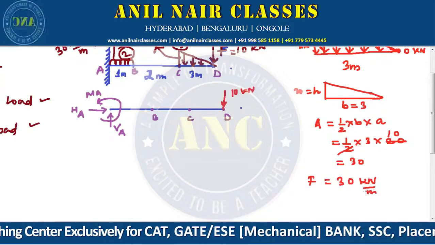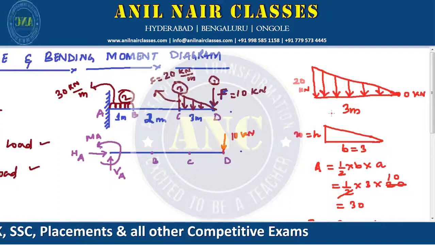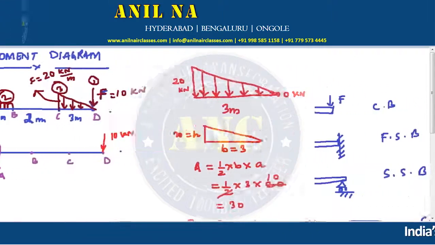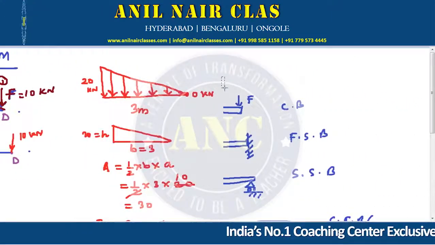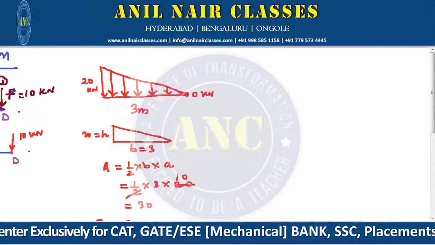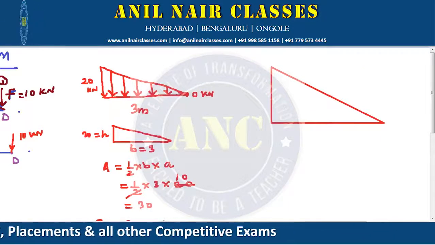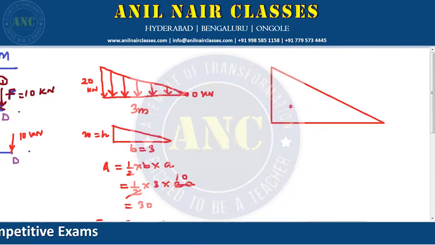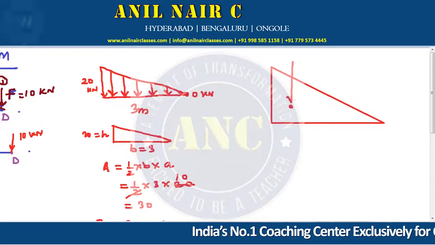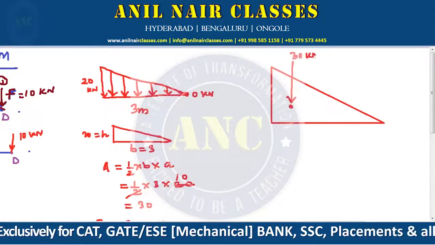So this 30 is nothing but the load, that 30 kilonewton, which acts at the center of gravity of this particular triangular shaped force. Means here this is a triangle shape, so the center of gravity for a triangle will be what? This is a triangle, right? So the center of gravity will be somewhere here, correct? So it means at this center of gravity, the total force acts. What is that force? 30 kilonewton. So in simple, I can say 30 kilonewton at this load.